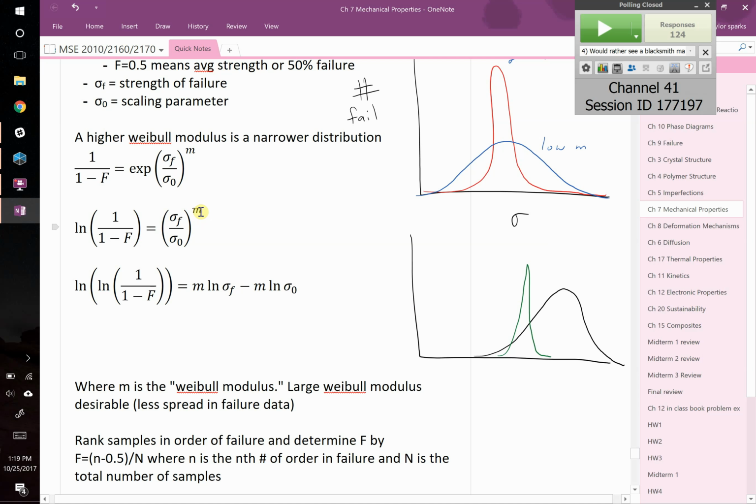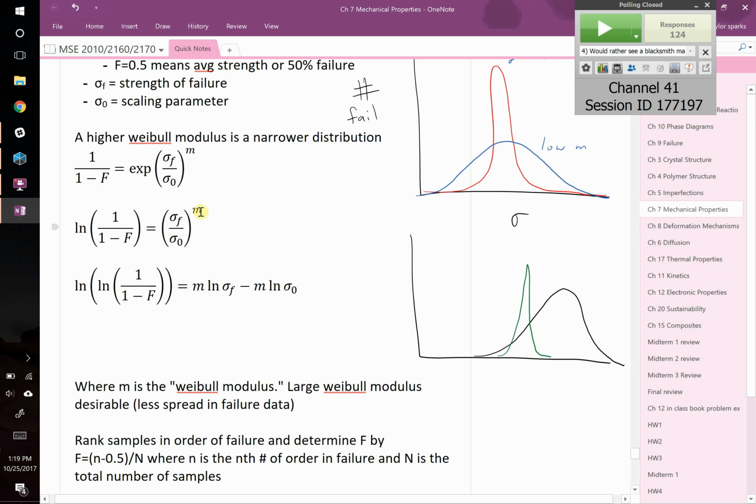let's see. So if you've got that, if you plot the natural log of 1 over 1 minus F against the natural log of your failure stress, you should get a linear line that you can fit with these values. So what happens when we do that? So this is what we get. So all I've done here is, if I grab one of these data sets, I've just plotted the natural log of 1 over 1 minus F, that's our Y value, against the natural log of the failure stress. And it's kind of linear.